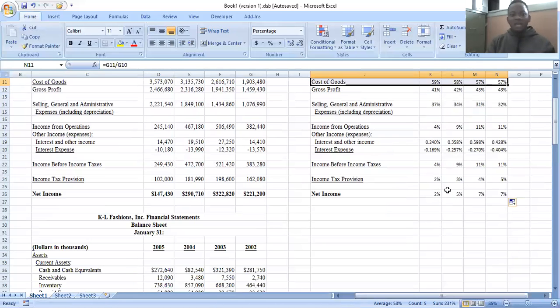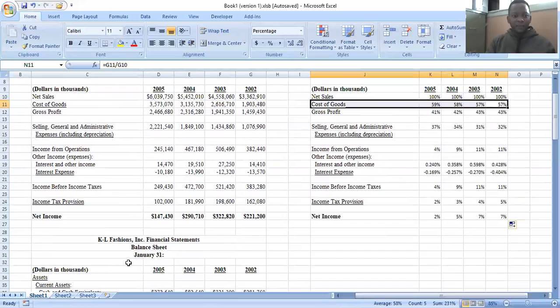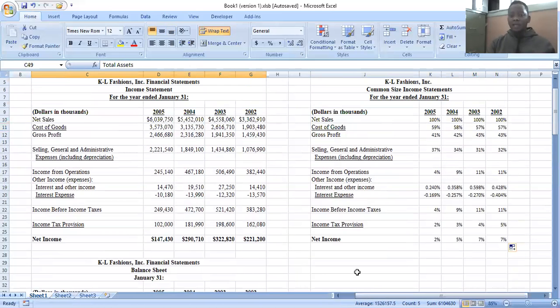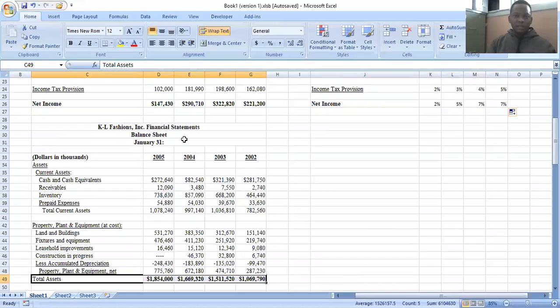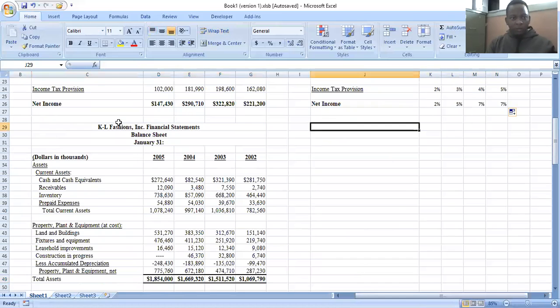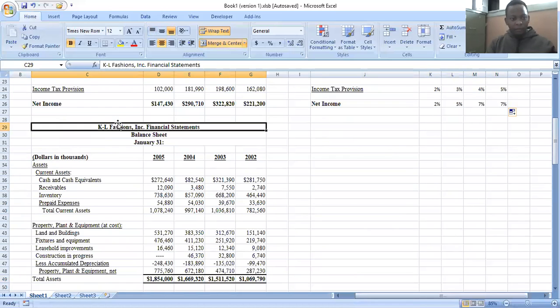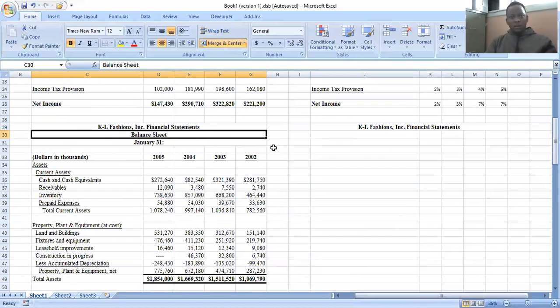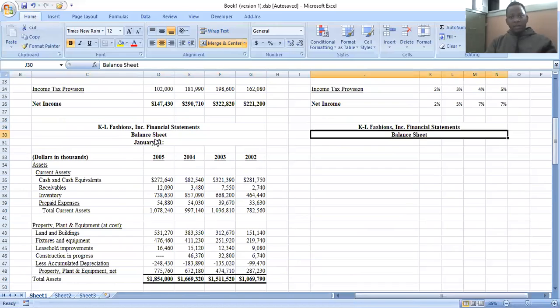And then for the common size balance sheet, the base item for the balance sheet is the total assets. So every item will be expressed as a percentage of the total assets. So the total assets ratio will be 100%. So we can try and do that for KL Fashions. We can do the common size balance sheet of KL Fashions.